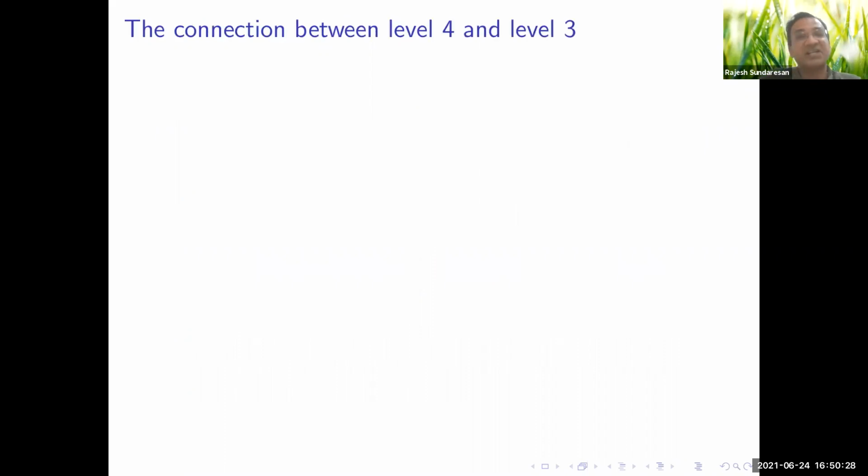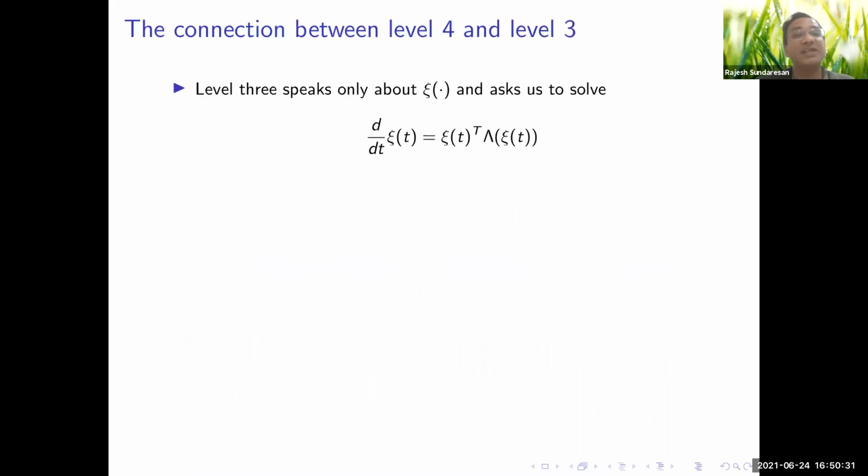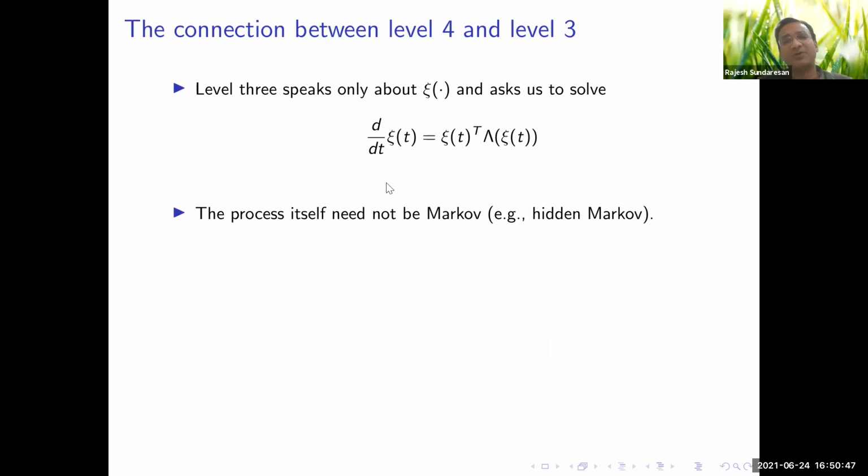Now I'll tell the connection between level 4 and level 3. So level 3 speaks only about the measure valued flow and asks us to solve this nonlinear differential equation, but it's at the level of only these projections. The process itself need not be Markov. For example, the process could come from a hidden Markov process, and this condition may yet be satisfied. Whereas level 4 is actually looking at the dynamics of the particle and saying that that must be a Markov process. So it's asking for something more. And so level 4 is demanding a little bit more than level 3, so it's more informative.